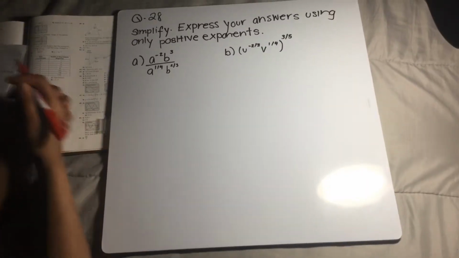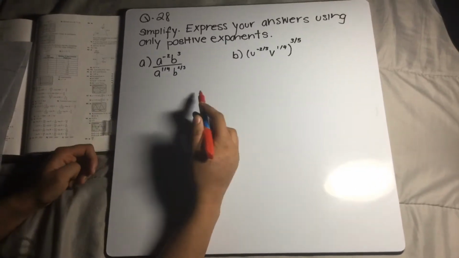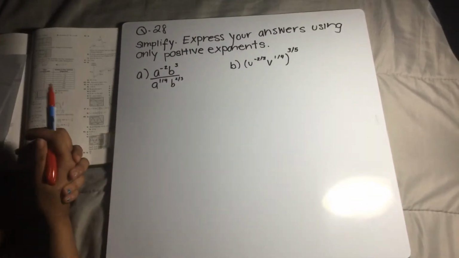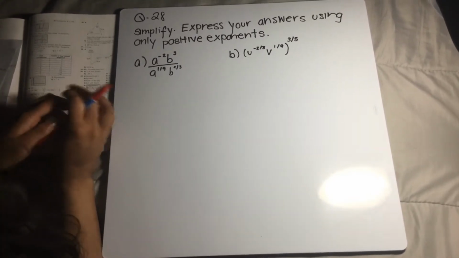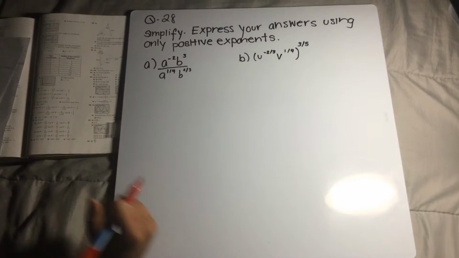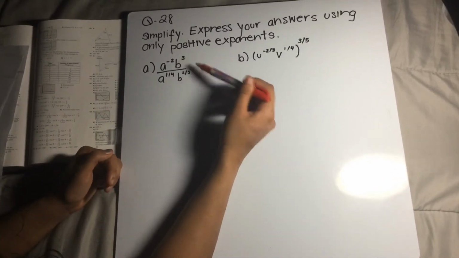Solution for question number 28 out of the course review. Looking at the questions, you can see that these are based on the exponent laws that we learned earlier in the year, so you can reference your exponent laws sheet while doing these. For the first one, this is basically just dividing variables but with exponents.